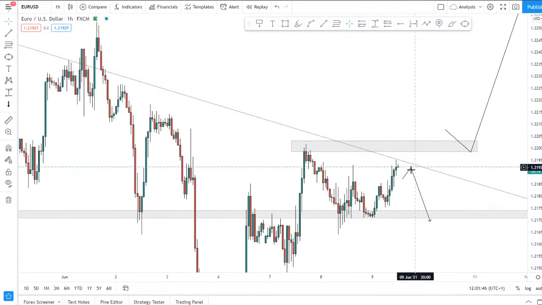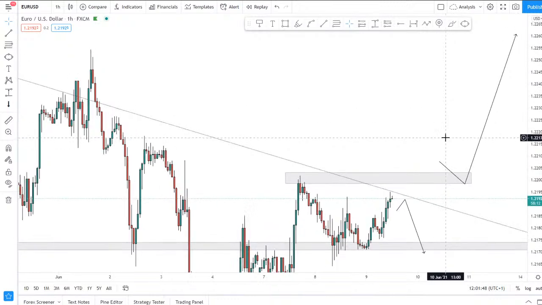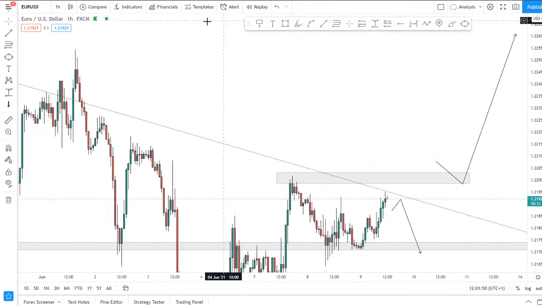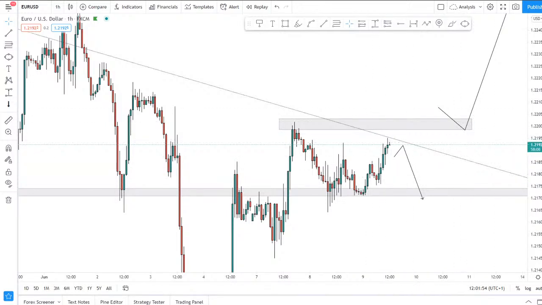But if you do remain bullish and actually break through, then I think a retest and a continuation much higher for EUR/USD if we do that. So eyes on that area to see if we can get some rejection.